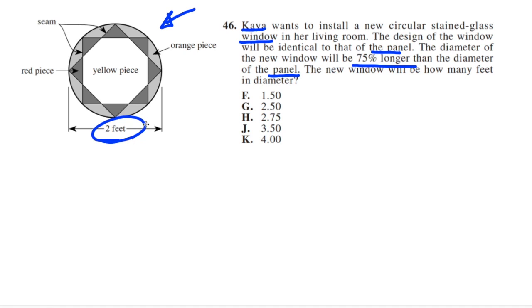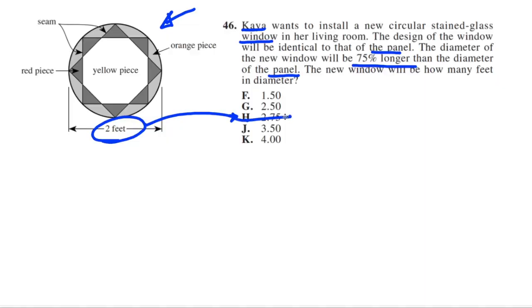The ridiculous answer is 2.75. That's just so wrong. Percent always means multiplication. This is 2 plus 0.75. So that's just clearly wrong. 2 times 1.75 equals 3.5. The answer is J, 3.5.